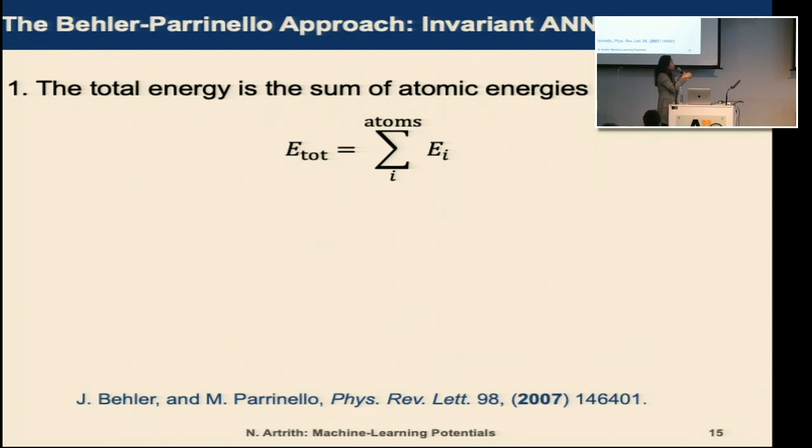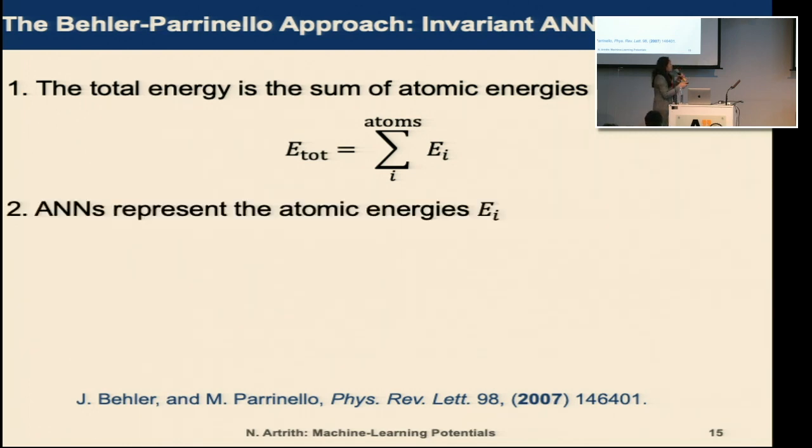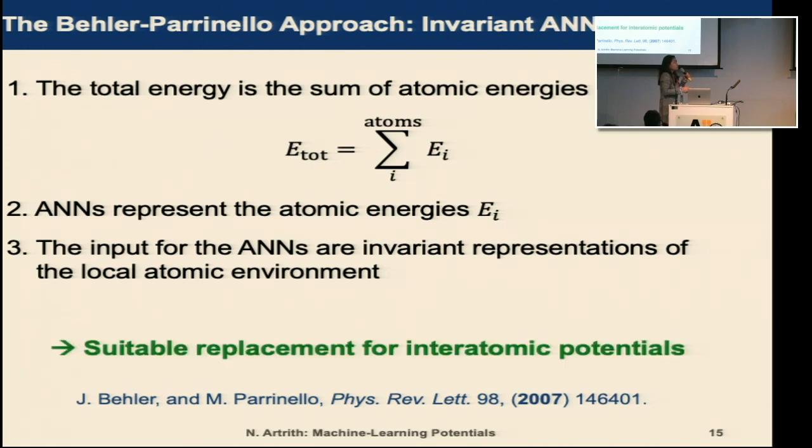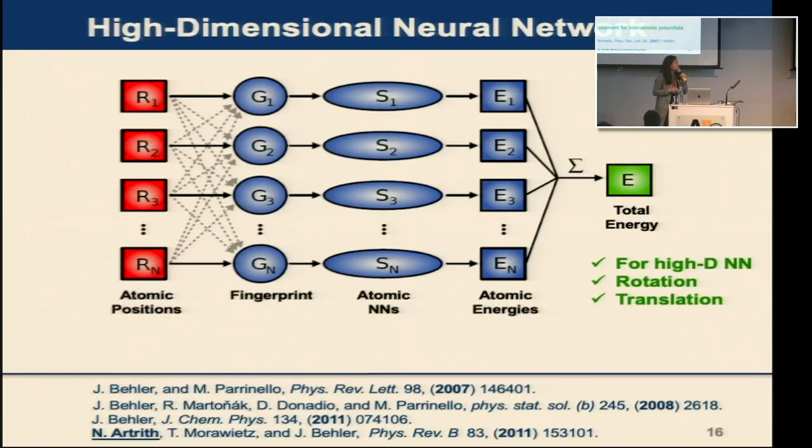The total energy proposed by Behler-Parrinello is the sum of atomic energies. And we use a neural network to represent the atomic energies. Now the input, we try to make invariant with respect to the local atomic environment. And then we can use it to replace interatomic potentials. This is how the high-dimensional neural network potentials of Behler-Parrinello work.